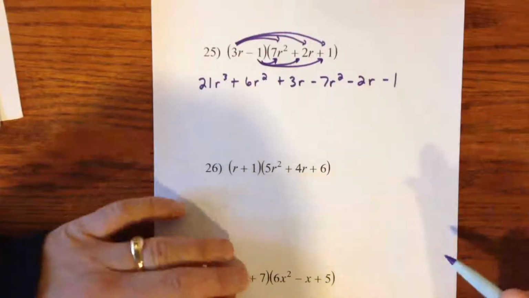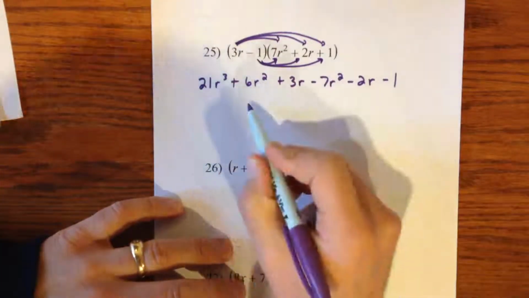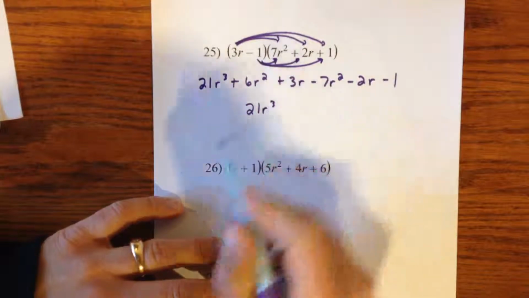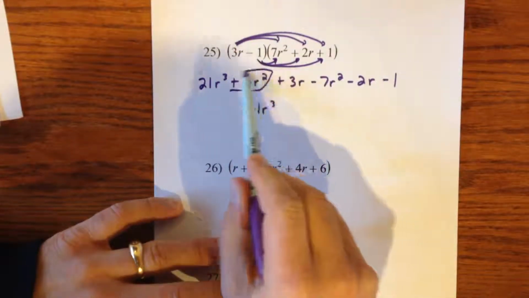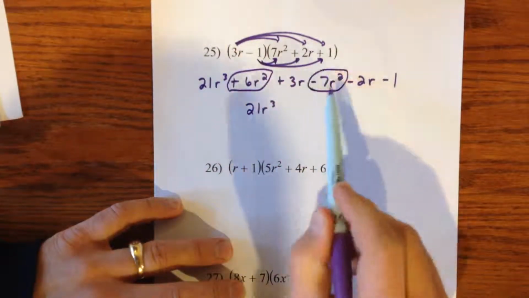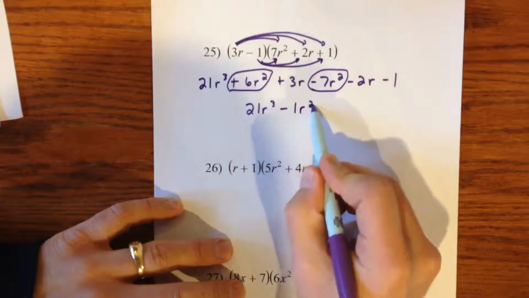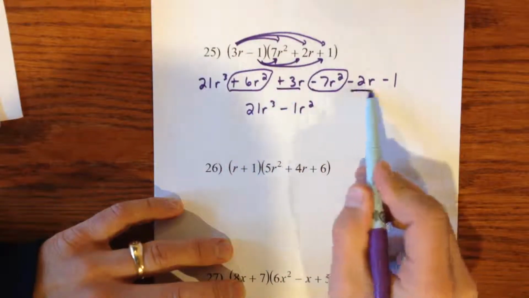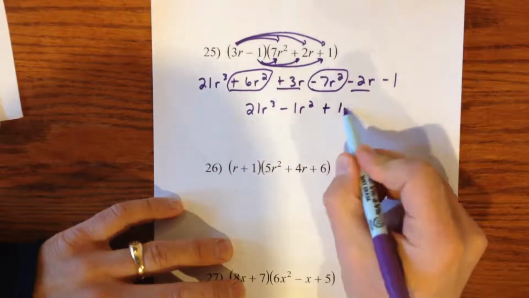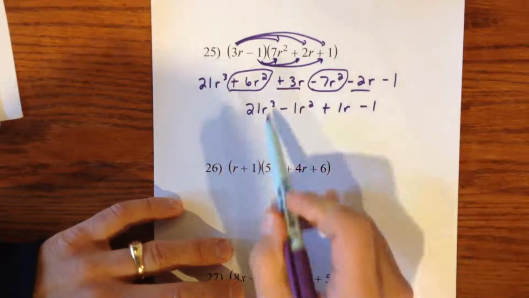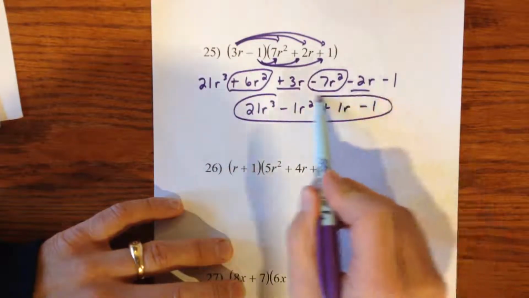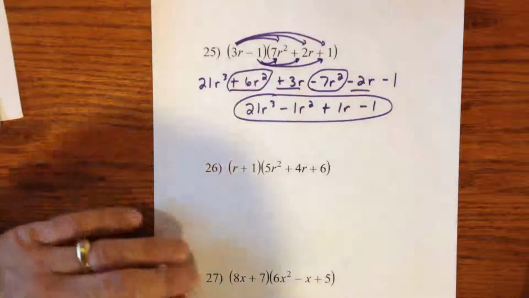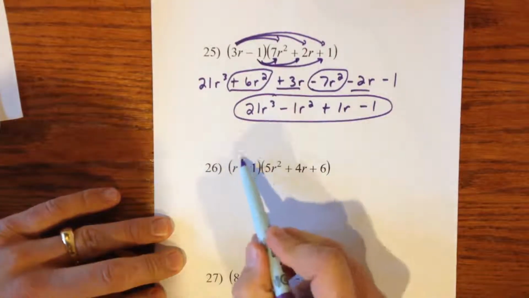Alright, now it's not going to stay 6 terms because we can collect what we can. So it's like the cubes by itself. Those 2 squareds make -1r squared. Put those 2 together, you get +1r minus 1. And then you're done. Okay, let's show another one.